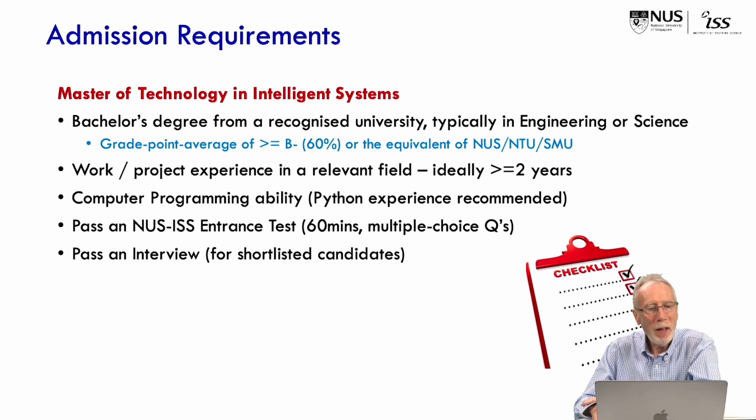The third bullet here, computer programming ability. This is a must-have. During the course of your studies, you're going to be building systems. The whole master's program is giving you the skills to build intelligent systems. So you're going to be coding and building software systems. So you need a good programming ability.